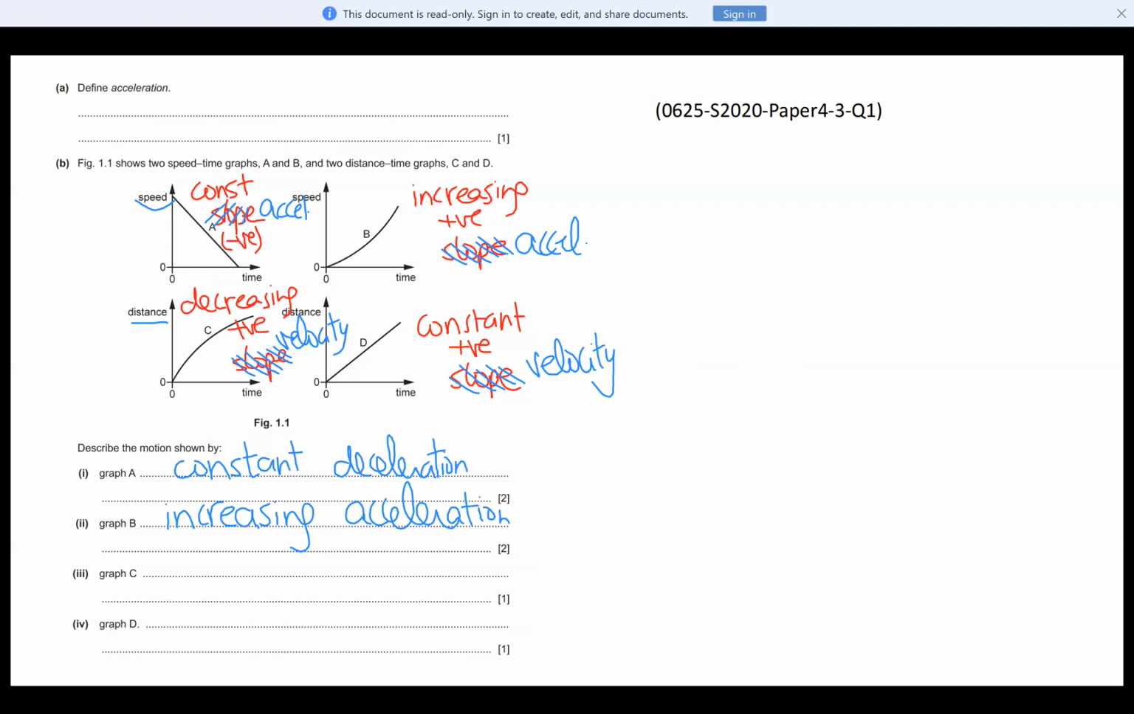So decreasing velocity, if the velocity is decreasing, what does that tell us? Decreasing velocity or just deceleration. So either we write decreasing velocity or we can write deceleration. Finally, in IV or graph D, we can write constant speed or constant velocity.